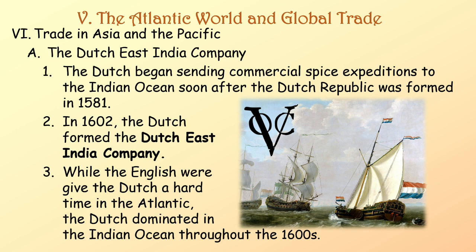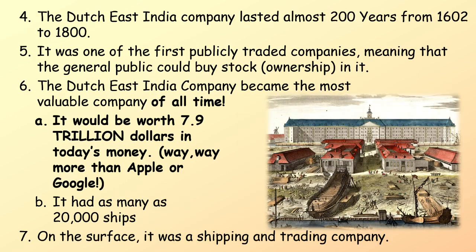The Dutch began sending commercial spice expeditions to the Indian Ocean soon after the Dutch Republic was formed in 1581. And in 1602, the Dutch formed the Dutch East India Company. While the English were giving the Dutch a hard time in the Atlantic, the Dutch dominated in the Indian Ocean throughout the 1600s. The Dutch East India Company lasted almost 200 years, from 1602 to 1800.